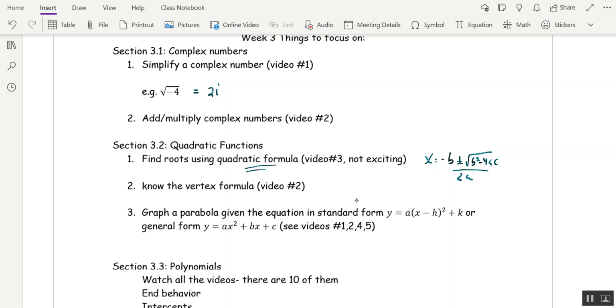Know the vertex formula. x equals -b over 2a. And graph a parabola given the equation either in standard form or general form, and you need to also be able to take an equation in general form and write it in standard form, and go through just videos 1 through 5, and you'll be fine there.